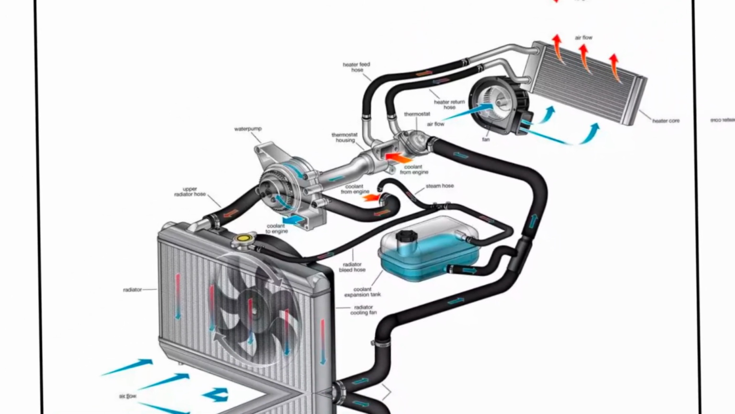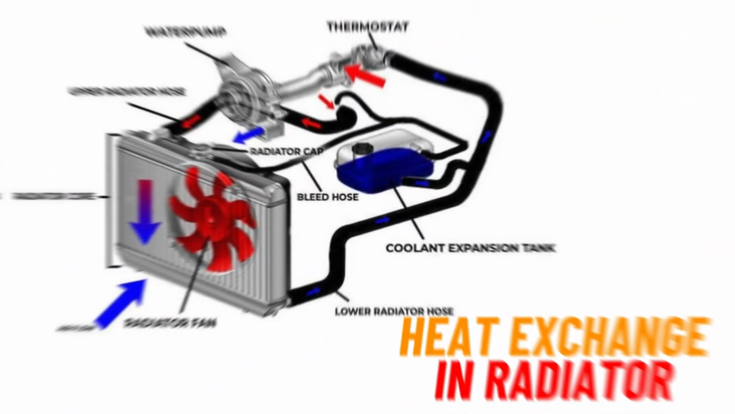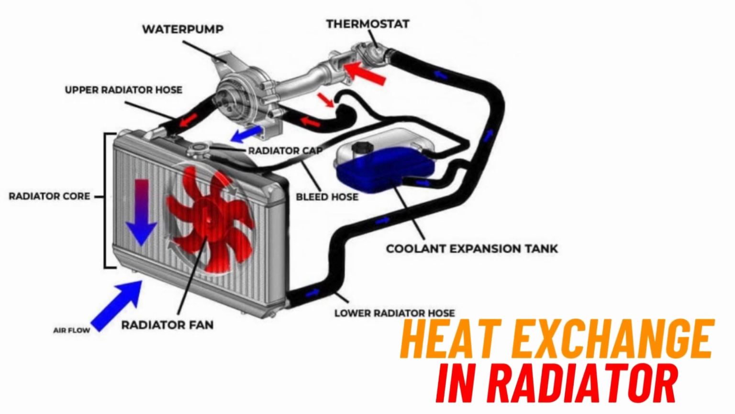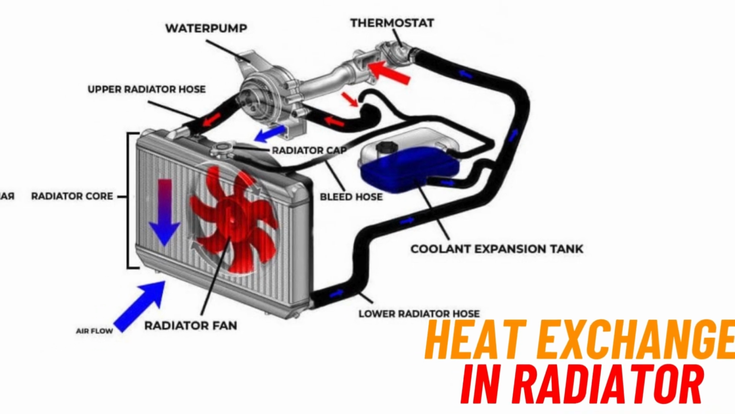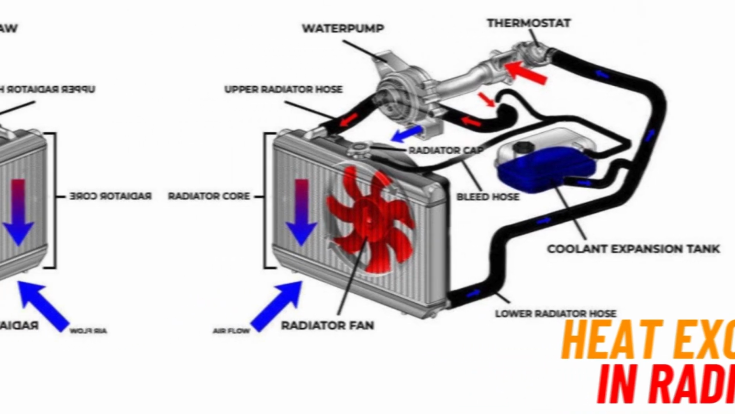Number 2. Heat exchange in radiator. Inside the radiator, the coolant flows through a network of thin tubes. The large surface area of the tubes and fins allows the heat to transfer from the coolant to the radiator's metal. Number 3. Airflow and cooling.